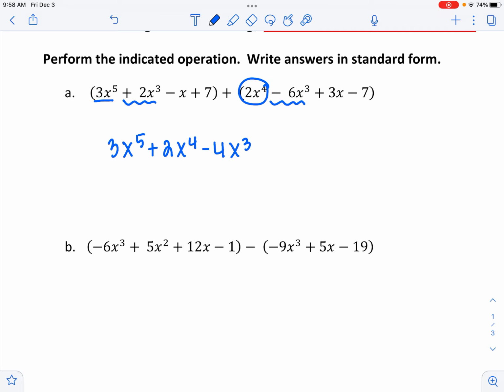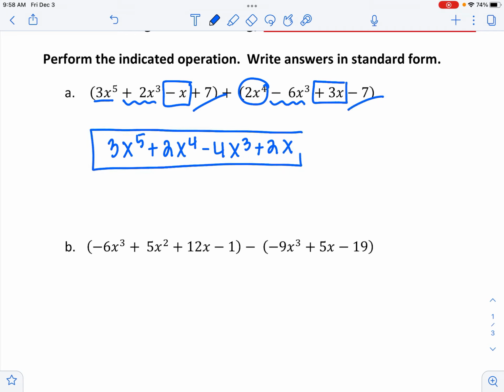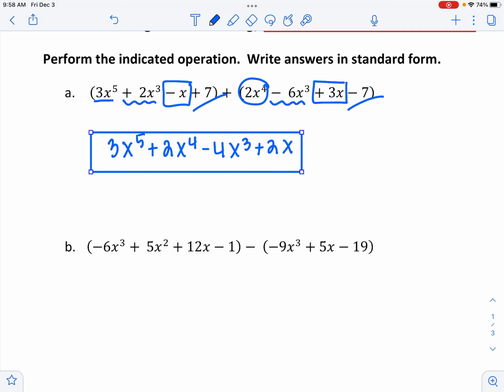Now I'll look for any squares. There aren't any. Now I'll look for any linear terms, which is a first power. There's a first power term, and there's a first power term. So -x and 3x is 2x. And then we'll go to the constants. The constants, 7 and -7, is 0. So I'm not going to write down plus 0. And there is my polynomial in standard form.